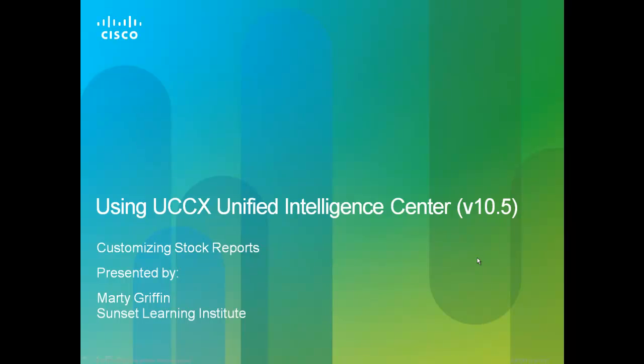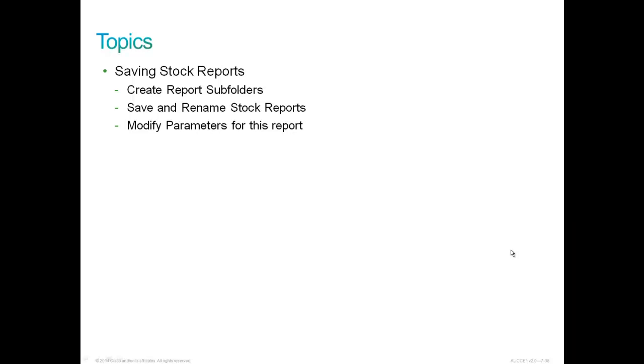Customizing stock reports will help you master simple customization of stock reports provided by Cisco. In this section, we'll discuss saving stock reports. In fact, stock reports cannot in themselves be customized. We must save a stock report into another location with another name, and then that report becomes customizable. So we'll talk about where to put them by creating report subfolders. We'll save and rename stock reports so that we can customize them, and we'll modify parameters for that report.